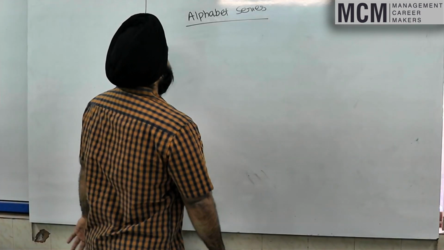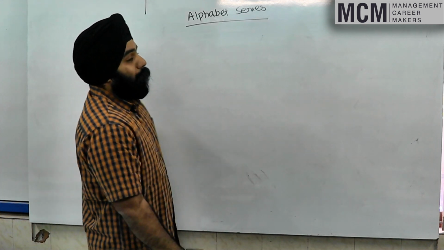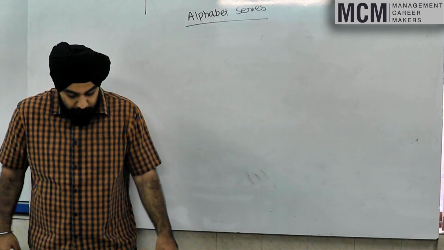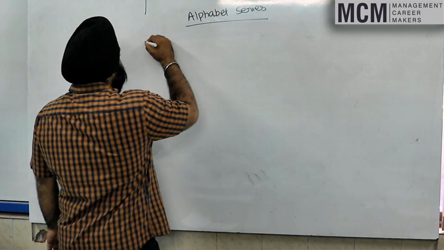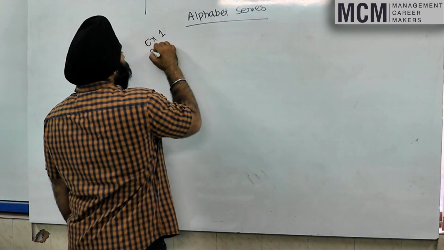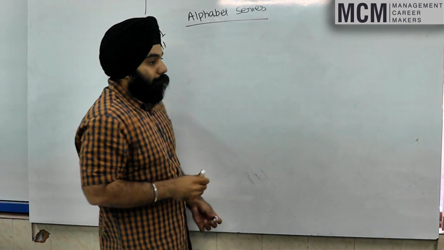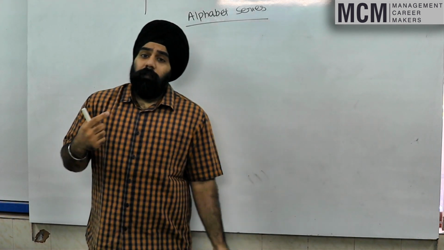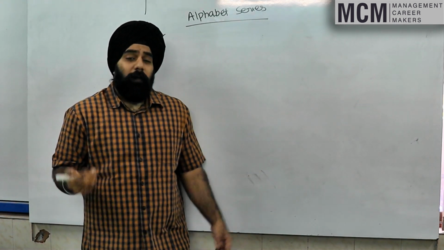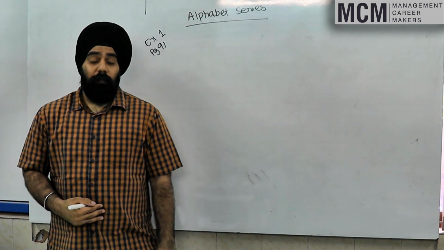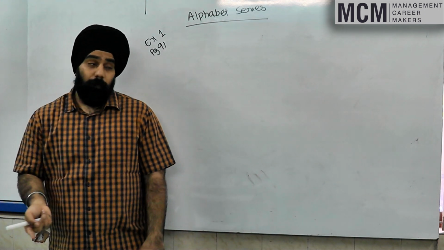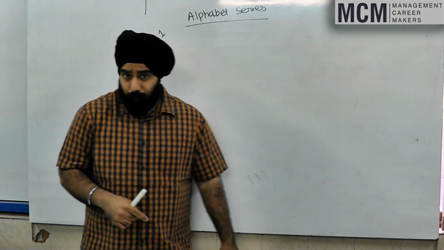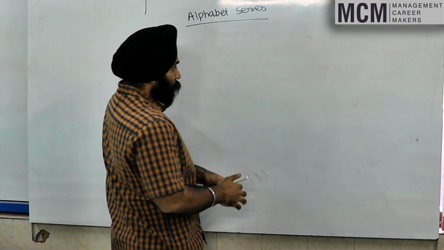Let's move on to alphabet series. Okay, alphabet series. If you go through the first solved example on page number 91, you will see that you have letters which are given to you. As was mentioned previously in the coding-decoding chapter, anytime you see letters in reasoning, you need to convert them into numbers. Now how do we, let's revise quickly, how do we convert letters into numbers?